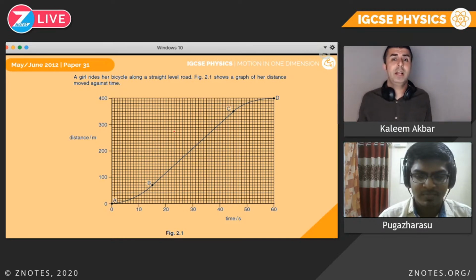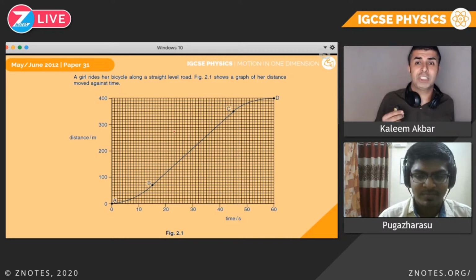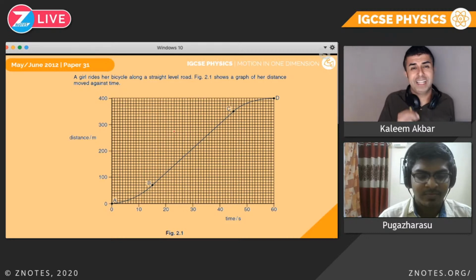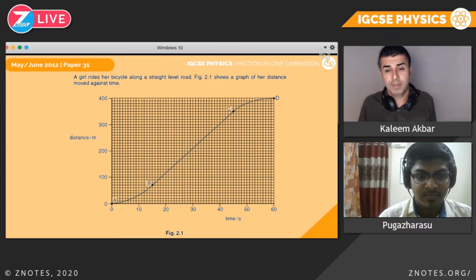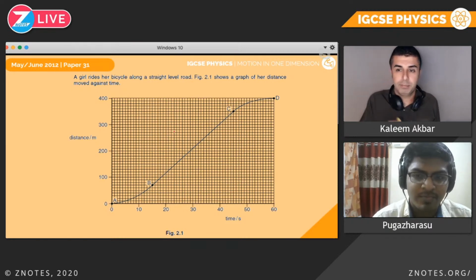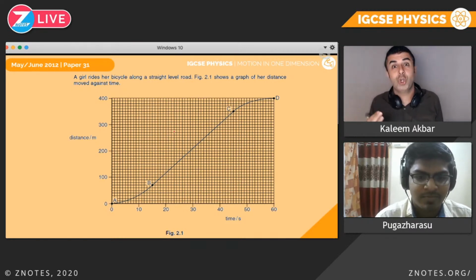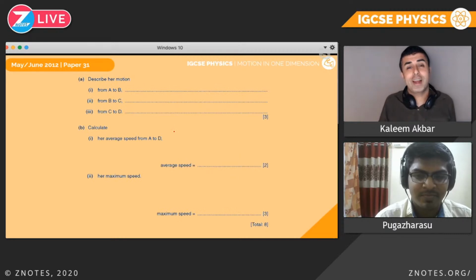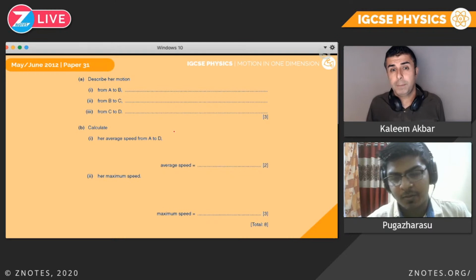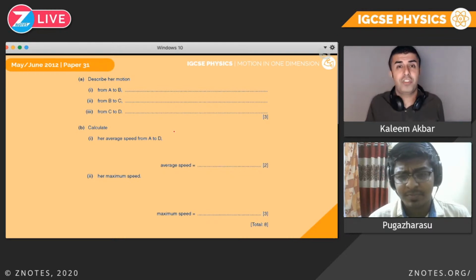A girl rides her bicycle along a straight level road. Figure 2.1 shows a graph of her distance moved against time. Now notice they've sectioned off the graph, A to B, B to C, C to D. They're probably going to use it. So let's see what they want. They're asking, describe her motion from A to B, B to C, and C to D. Let's do those three parts.